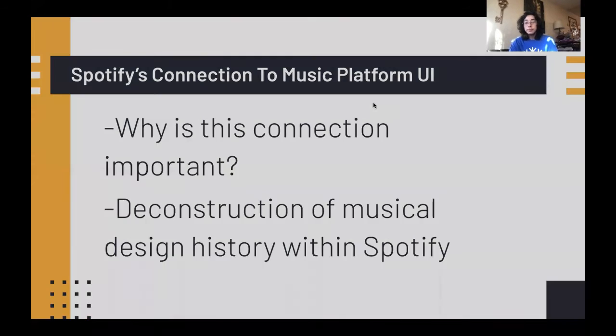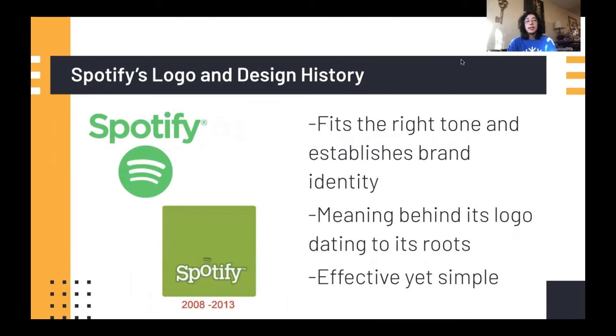And the reason as to why that is because Spotify's logo and its design history has to establish the correct tone in its brand identity. So when that name Spotify was made, Spot Identify, that was in a direct effort to spot and identify new music that the user could possibly listen to.